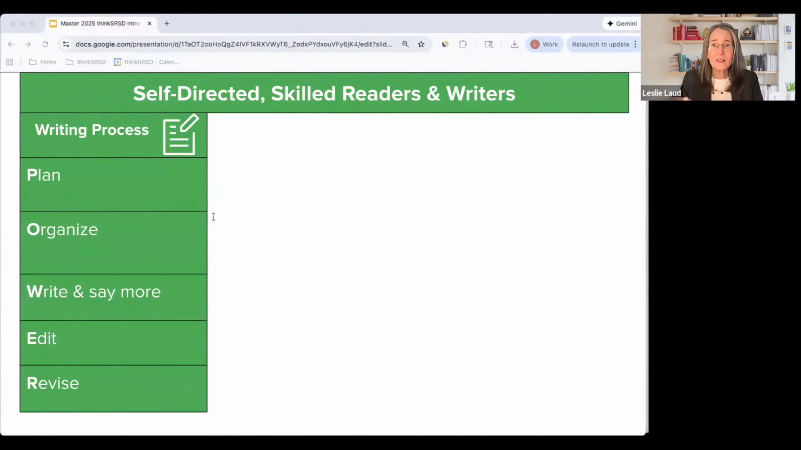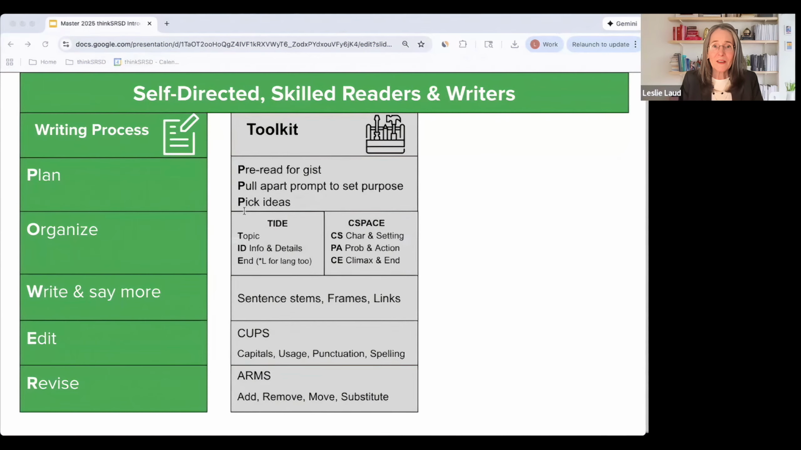So this approach has three pillars. The first pillar is what you're teaching, your standards, the writing process. And to make it so easy for you to see and so easy for your students to understand and use, the writing process is POWER: Plan, organize, write, edit, revise. This is where you begin teaching. We introduce students to this writing process.